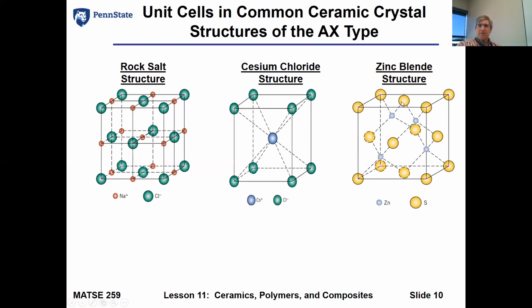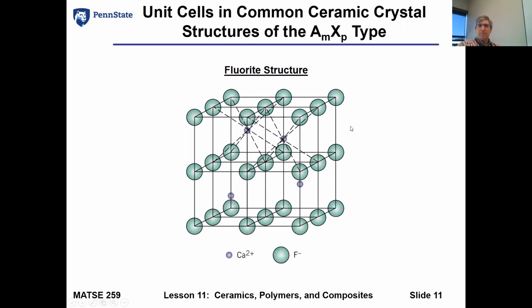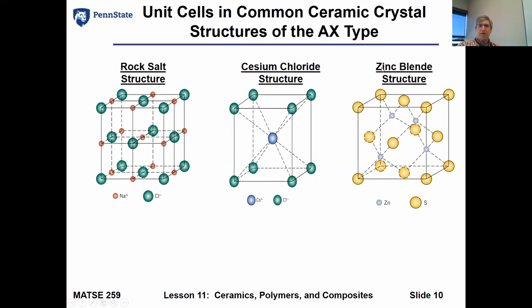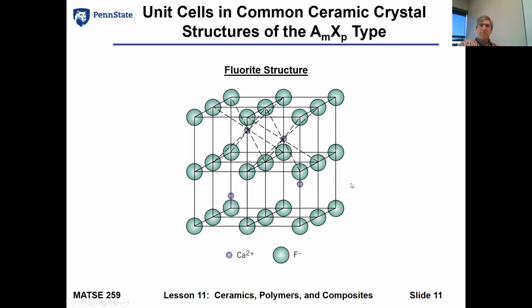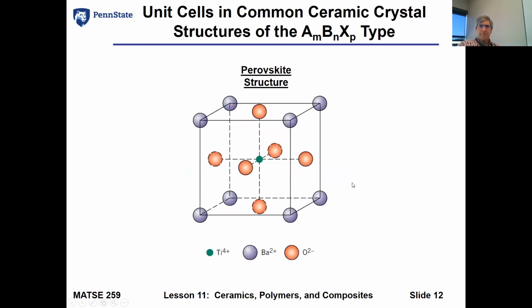Zinc blende looks like the anions are sitting in an FCC type structure with the cations placed in different places. So that's what they call a zinc blende structure. A fluorite structure is this sort of AX2 type. These others are all AX types, so there's an equal number of cations and anions in the chemical formula. Fluorite is AX2, or you get into ternary type structures even, and what we call a perovskite structure.